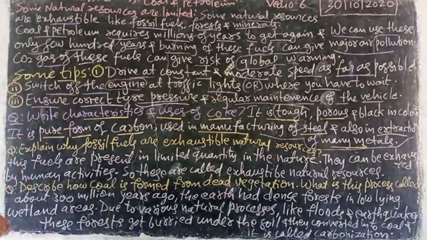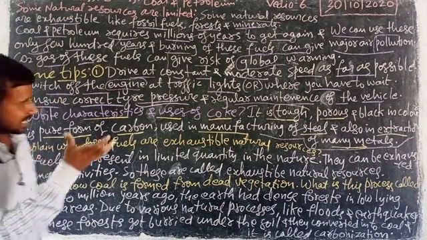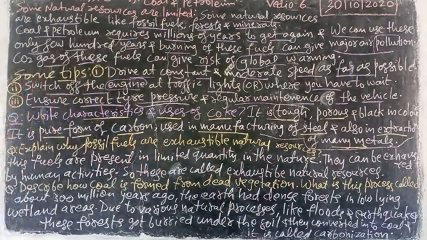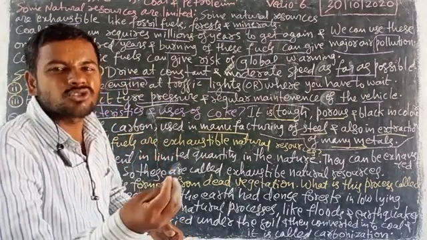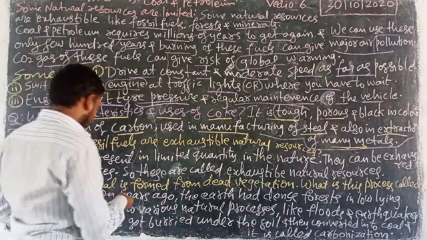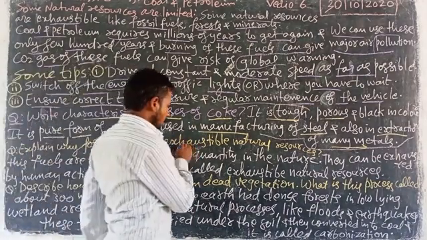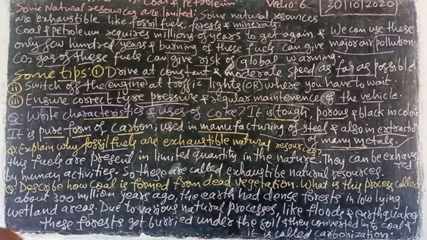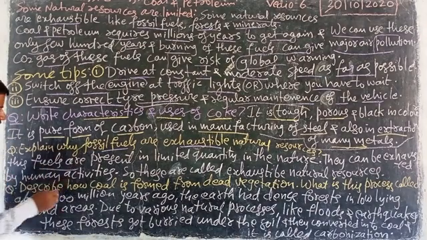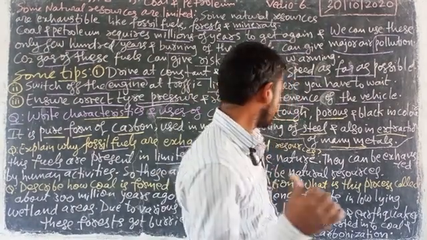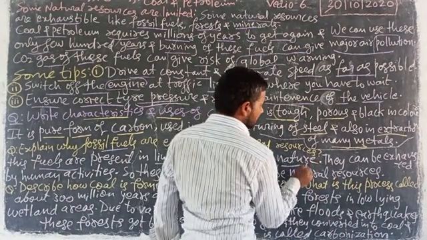Next, explain why fossil fuels are exhaustible natural resources. Look here. Fossil fuels are natural, we told, but why are they exhaustible? Look here. These fuels are present in limited quantities. First point. Fossil fuels are present in limited quantity in nature.